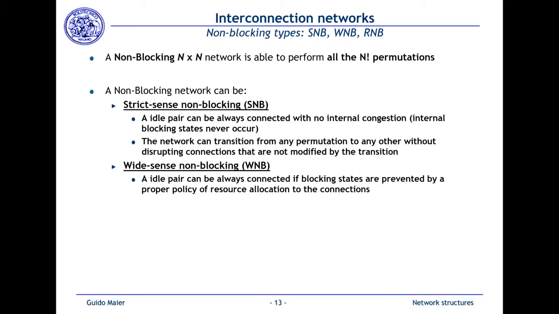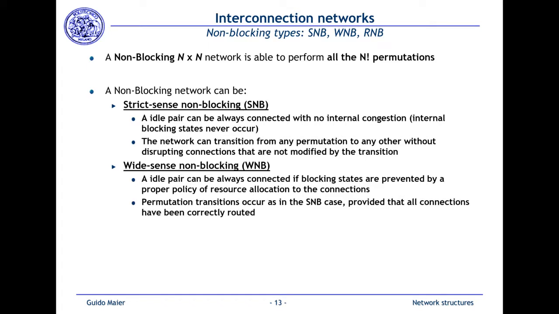Wide-sense non-blocking is the other category. The idle pair can always be connected if the blocking states are prevented by a proper policy of resource allocation of the connections. In terms of permutation, the transition can occur as in the strictly non-blocking case, so without disrupting the other connections that are not involved in the exchange of configuration. But this can be achieved only if all the connections are set up with a specific routing policy. We will see it later in a better way.